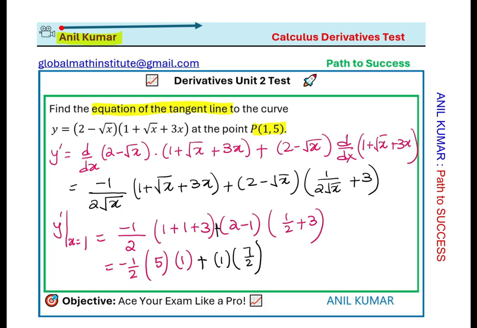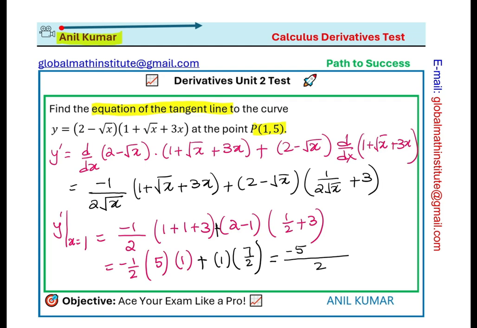Correct. So we can take half as common, right? Which is equal to, let's say, 2 in the denominator, minus 5 plus 7, which is 2 over 2, which is 1. So we get the slope of the tangent line as 1 in this particular case, and now we can find the equation of the tangent line, correct? So we know the slope m equals 1.